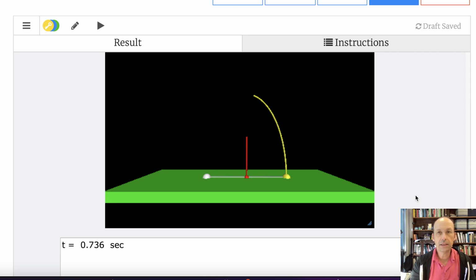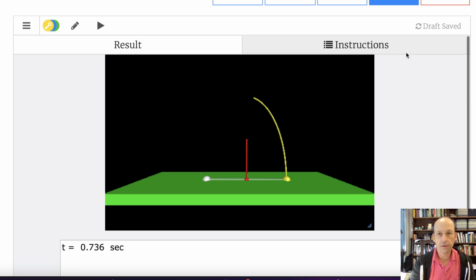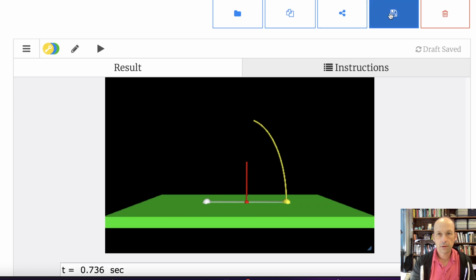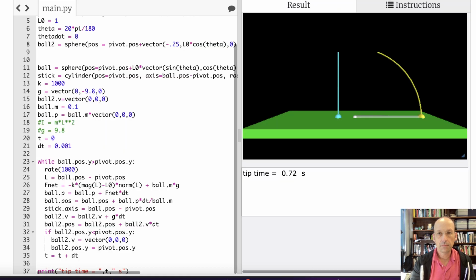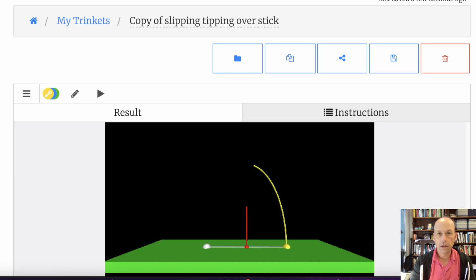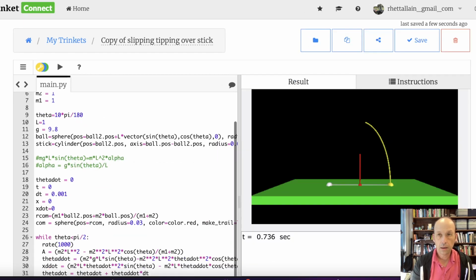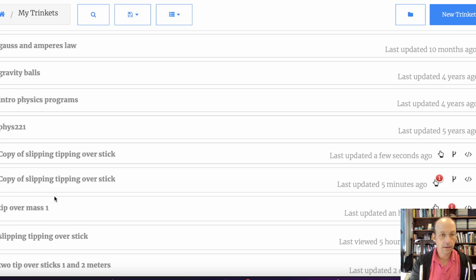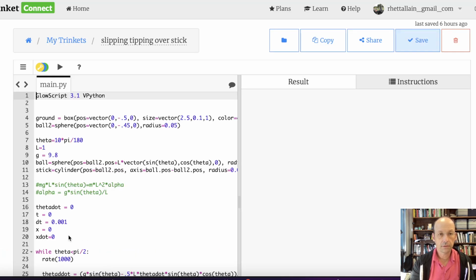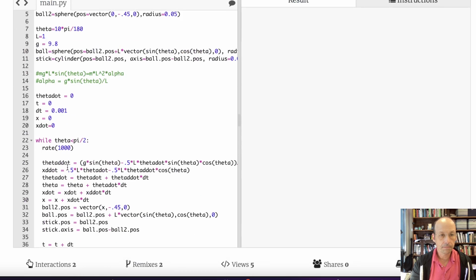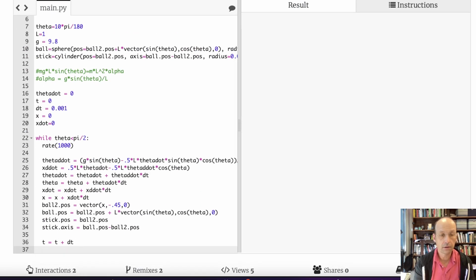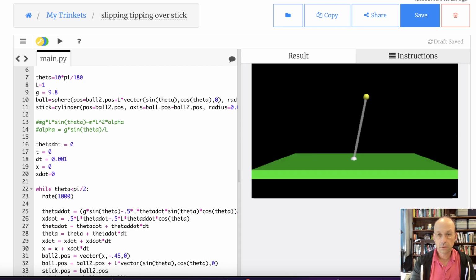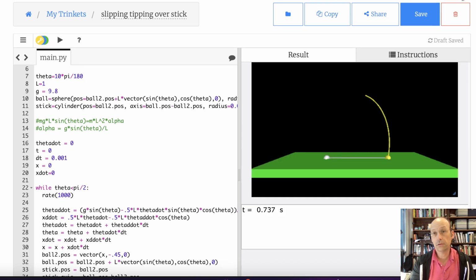Okay, 0.736. Where is my other one? Let's save this. I've got to open up the old one. Let me go up here, my Trinkets. Tip over, slip, I think it's this one. Yeah. Okay, and let's print out the time. And this is the one that I think is wrong. Let's run this. So it is a little different.